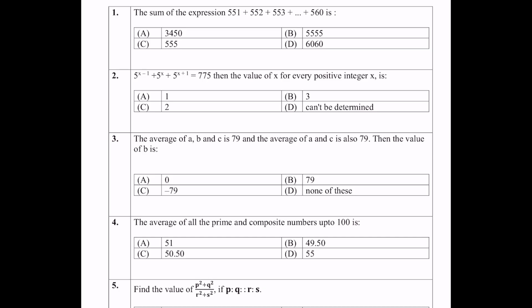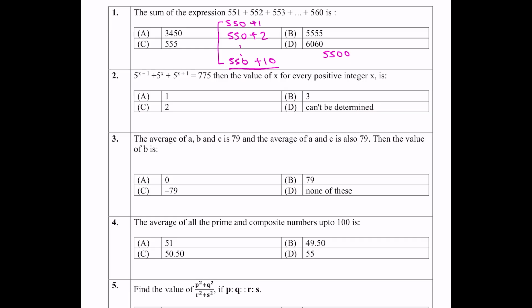Here the first question is, you have to find the sum of this expression 551, 552 up to 560. We can write this expression as 550 plus 1 and again 550 plus 2. In this way we can write up to 550 plus 10. Now here we can add like this: 550 appears 10 times. So this summation we can write as 550 into 10.